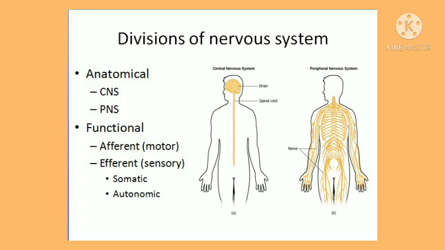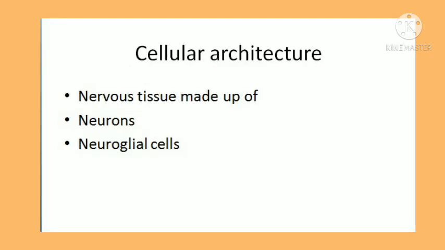Next, the functional classification. The nervous system is functionally classified into two. The afferent component provides sensory information to the CNS, and the efferent component carries motor information to the muscles, glands, blood vessels and heart via the somatic nervous system for the control of skeletal muscles, and the autonomic nervous system for the control of heart, smooth muscles of the organs, glands and blood vessels.